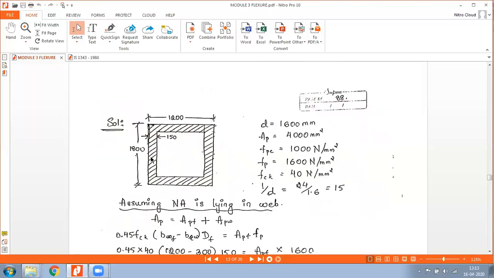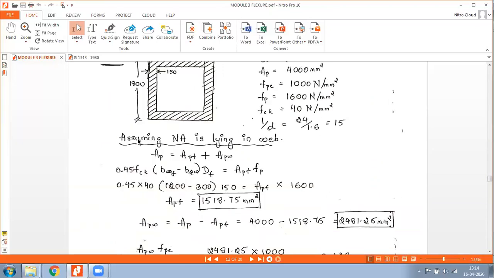First we need to draw the box girder and list the data based on the given. Now we need to find this L by D ratio. The effective length of the box girder is 24 meter, and the effective depth is 1.6 meter. Now we get the effective span to depth ratio as 15. First we need to assume the neutral axis lies inside the flange.